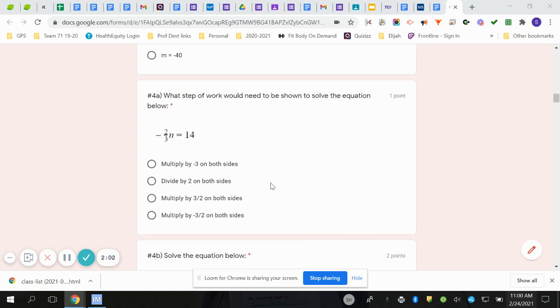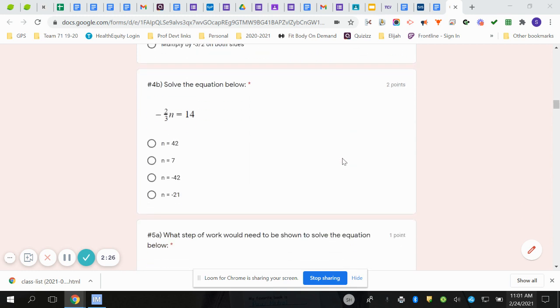4A, imagine what you need to do, guys. Rewrite this problem. Then you're going to do the reciprocal of 2/3. So multiply by negative 3 on both sides, divide by 2 on both sides, multiply by 2/3 on both sides, multiply by negative 2/3 on both sides. Solve the equation.